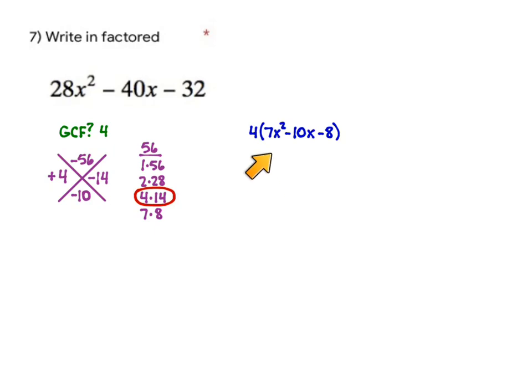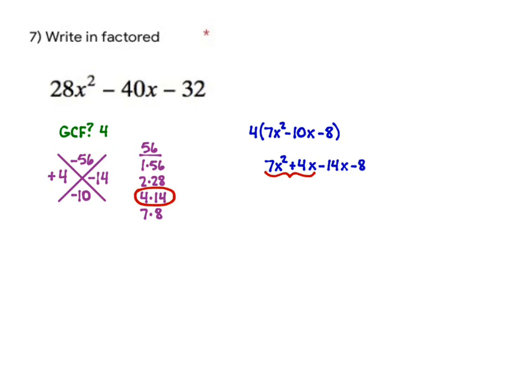We're going to rewrite our trinomial, our quadratic, so that that negative 10x is replaced with the two values that we found here. We end up with 4x minus 14x in the middle. And again, the 7x squared and the negative 8 are still there. So this expression is the same as the 7x squared minus 10x minus 8. It's the same value. It's just written differently.